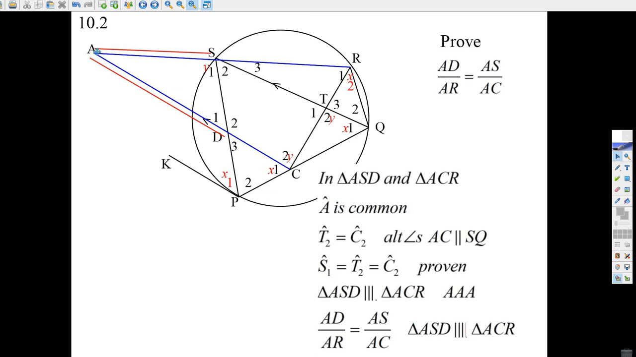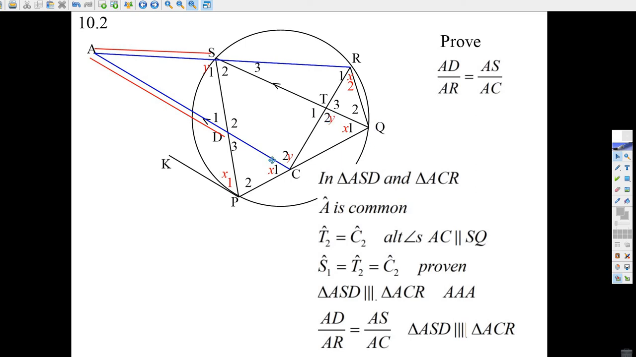Well, let's try. For starters, this little red triangle, ASD, and the big triangle, ACR, share this angle A here. It's common, so there's one problem out of the way. And you often use something from the last question, and we're no different here. T2 must equal C2, because that is this angle here to here, an alternate angle. So T2 equals C2 because of alternate angles, because AC is parallel to SQ.